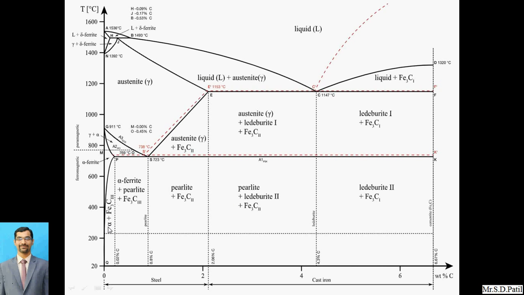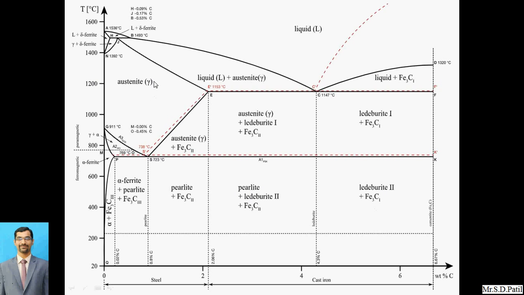Initially ferrite plus cementite, then ferrite plus perlite plus cementite. Then ferrite will be removed, only perlite and cementite will be present. Then again, when we increase the percentage of carbon in this particular zone, it becomes perlite, ledeburite plus cementite. Finally, again the perlite gets removed and only ledeburite and Fe3C, that is the cementite, will be present.